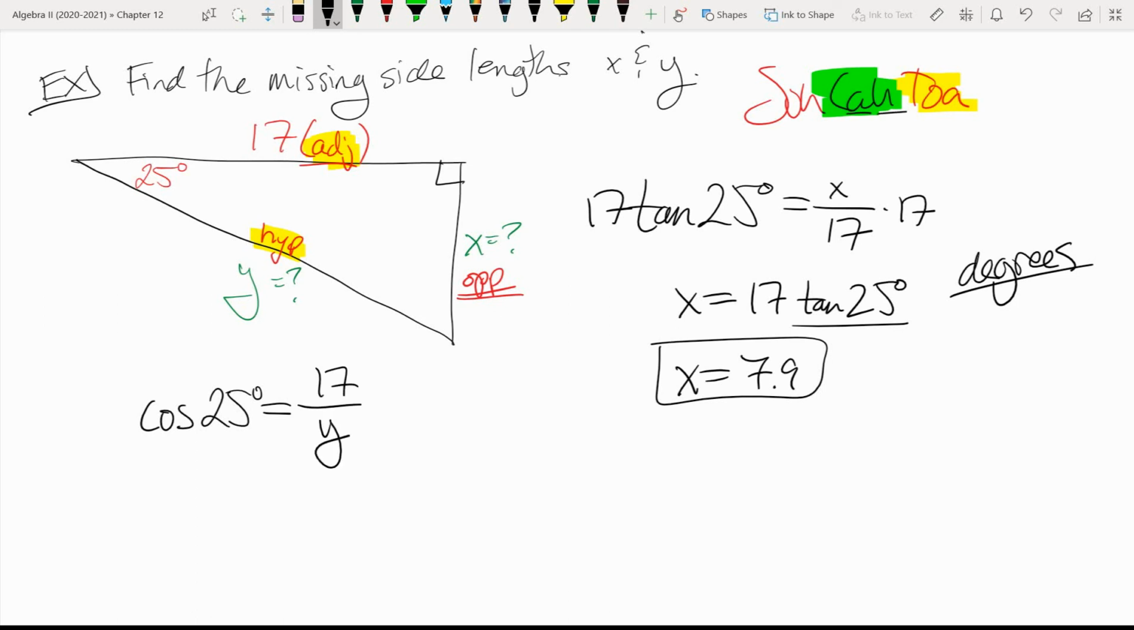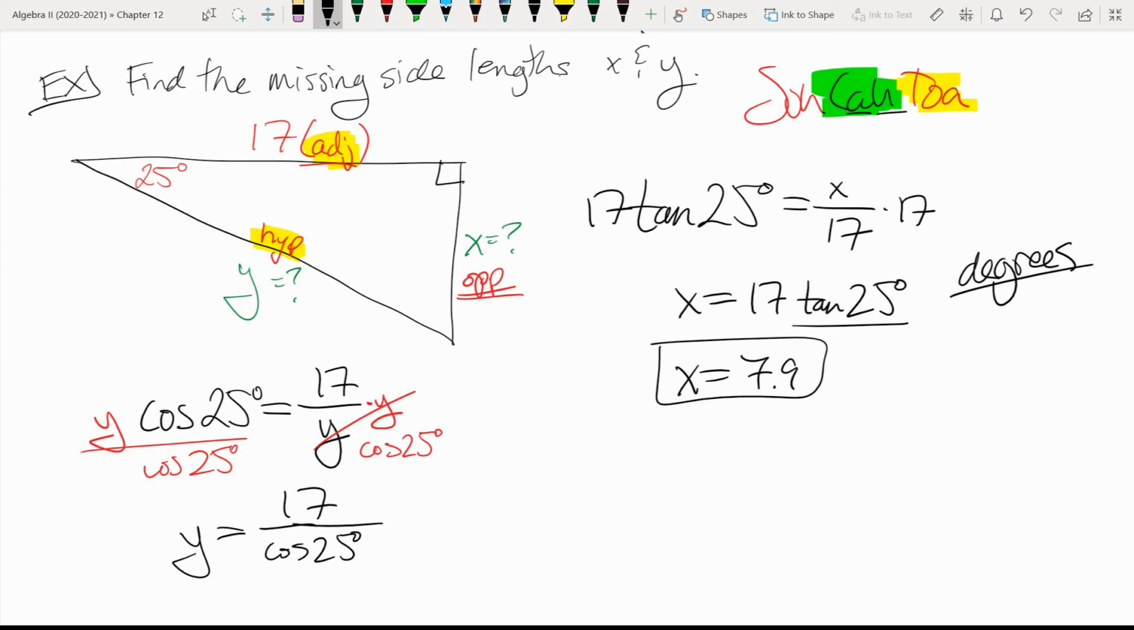So I've got another little equation to solve. And if I want to rearrange this, I need to multiply both sides by y to get rid of that. So that would cancel out here. But then I'd want to divide both sides by cosine of 25 degrees. And basically, the y and the cosine of 25 swap positions. And now I have y equals 17 over cosine of 25 degrees.